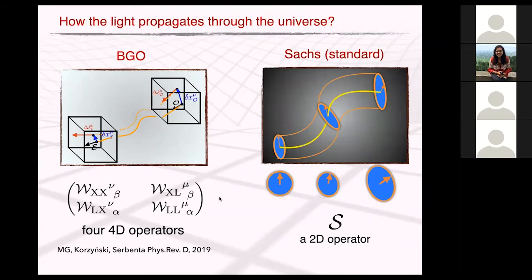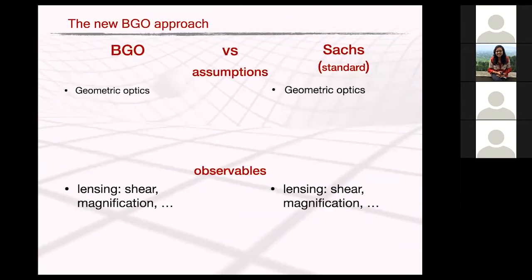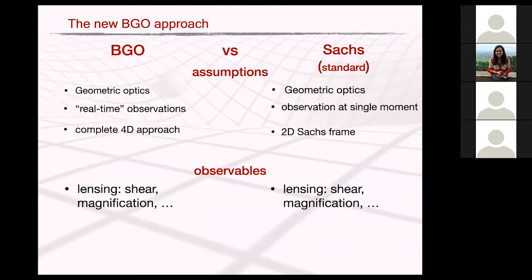On the other hand, with the BGO, we can describe all possible distortion of the light beam in both temporal and spatial directions. And for this reason, the BGO provides a straightforward way to describe what happens when the observations occur for a prolonged period of time. So in addition to the standard lensing effects, they can also describe the drift effects, which are the temporal variation of optical observables, and also the parallax effects and many others. So in this sense, the BGO approach constitutes a unified framework to study light propagation in general relativity.